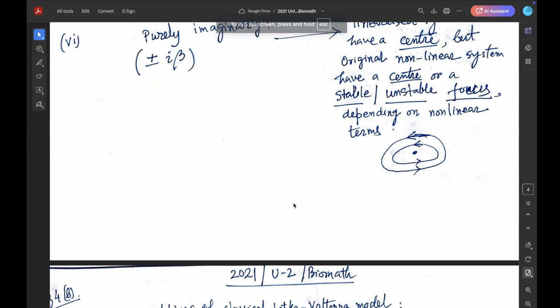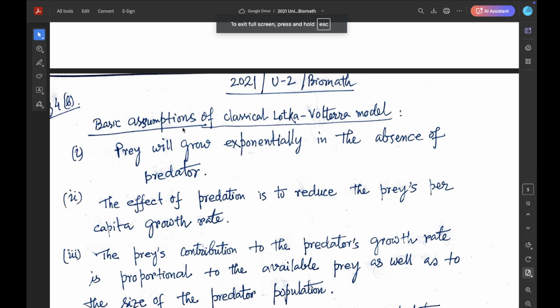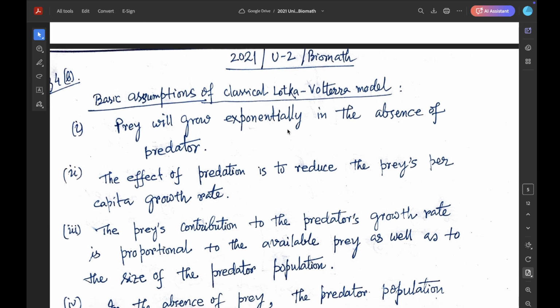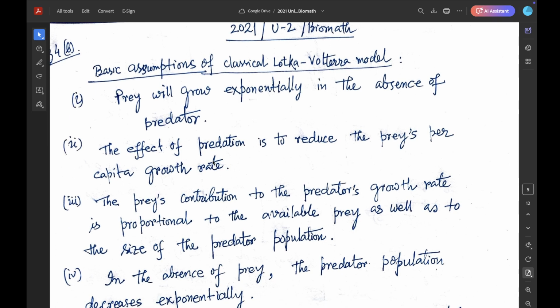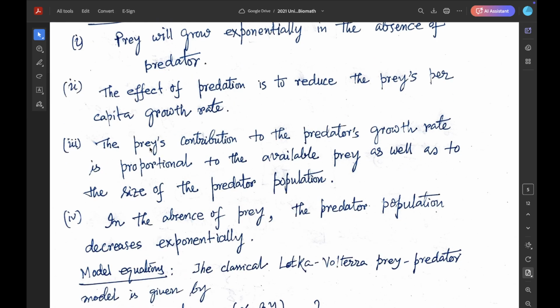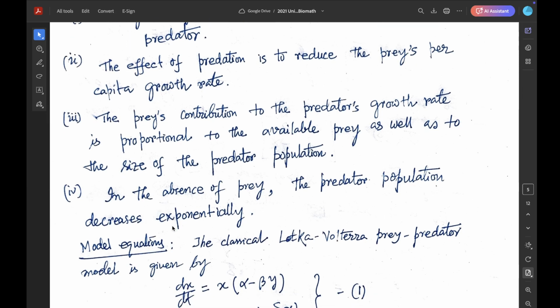Actually, this question is about the basic assumptions of the classical Lotka-Volterra model. Number 1, prey will grow exponentially in the absence of predator. Number 2, the effect of predation is to reduce the prey's per capita growth rate. Number 3, prey's contribution to the predator's growth rate is proportional to the available prey as well as to the size of the predator population. Number 4, in the absence of prey, the predator population decreases exponentially.